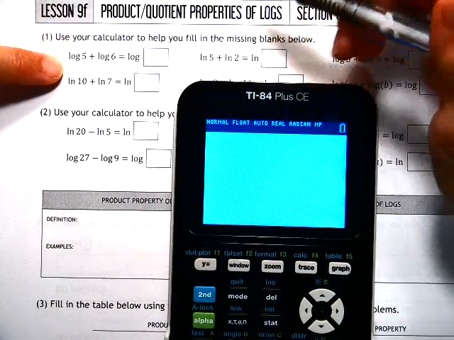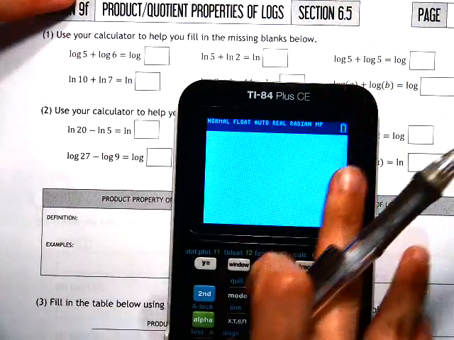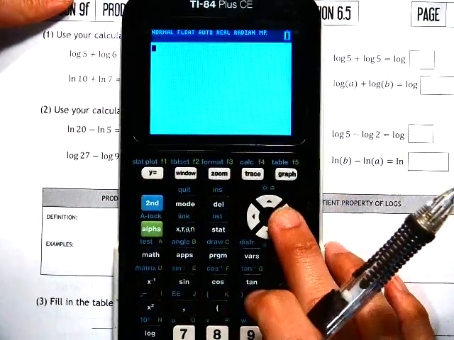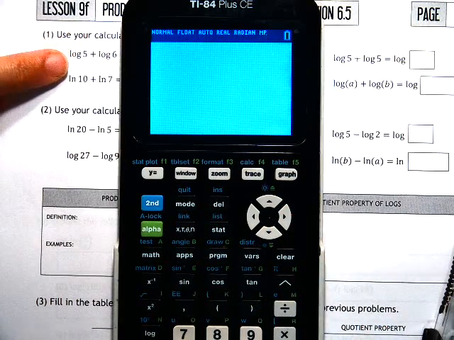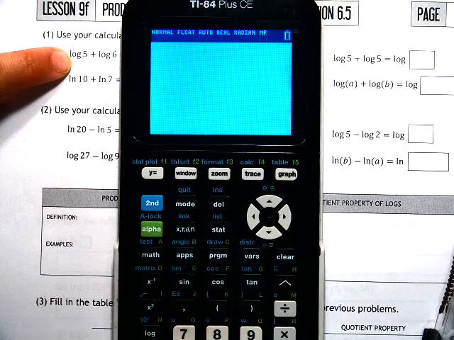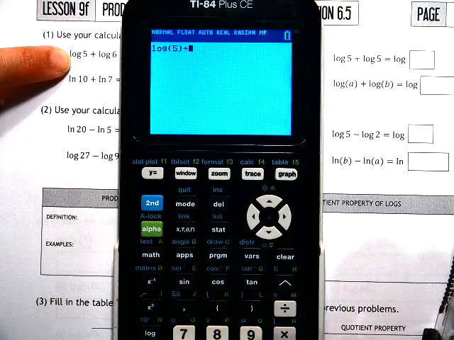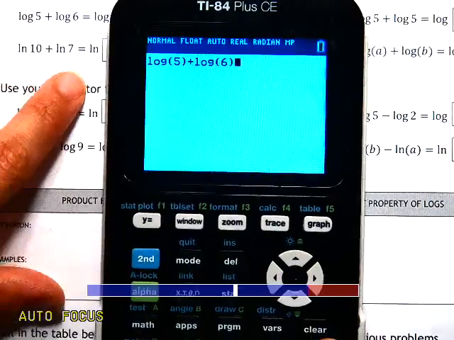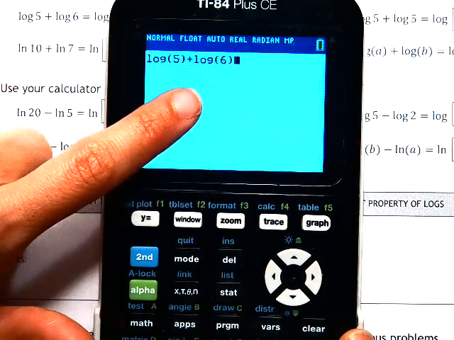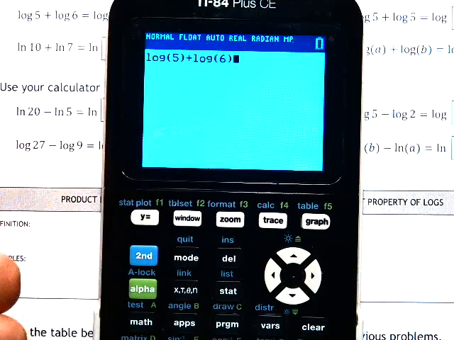It says to use your calculator to help you fill in these missing blanks. So here's what they mean by that. The first thing you'll want to do is to type what you see in each expression on the left-hand side of the equal sign. So log 5, close the parentheses, plus log 6, close the parentheses. Don't forget that if your calculator is like mine and has parentheses that open whenever you press the word log, you'll need to close each parentheses to be able to calculate separately.